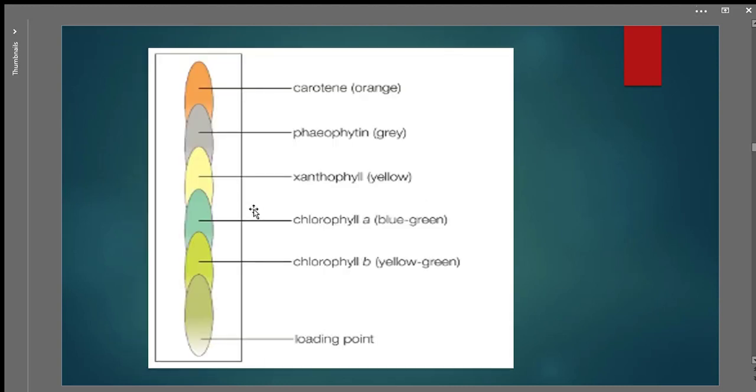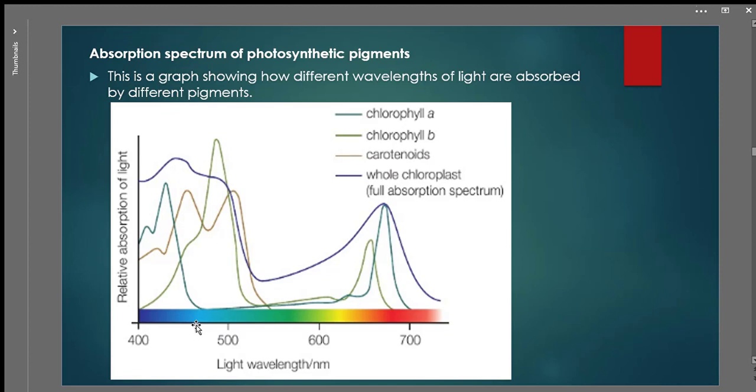At the end of the experiment, we'll get something like this: the carotene, phyophytin, xanthophyll, chlorophyll A, chlorophyll B, and this is the loading point where you placed your photosynthetic pigments. Now, in our next class, we'll look at the absorption spectrum of photosynthetic pigments. We also look at the action spectrum of the photosynthetic pigments. Then we will further look at how the two are correlated, how they are related to one another, and how they determine the rate of photosynthesis.